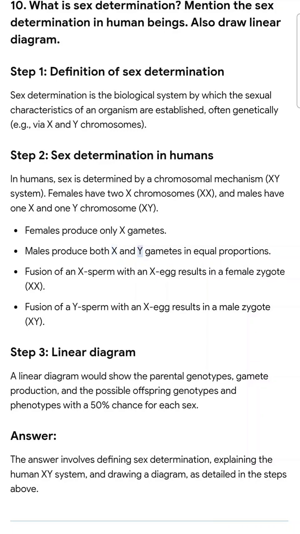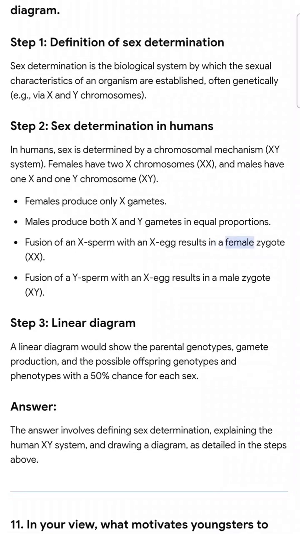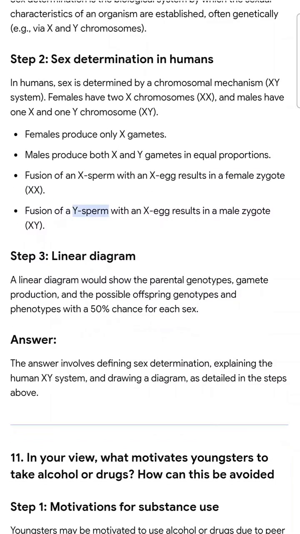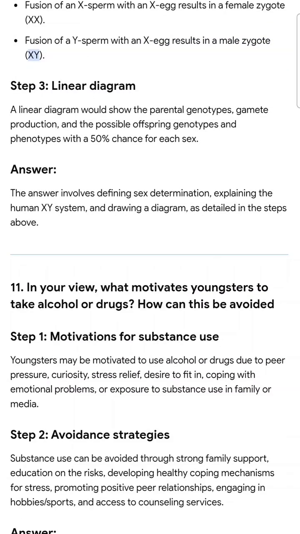Males produce both X and Y gametes in equal proportions. 3. Fusion of an X sperm with an X egg results in a female zygote, XX. And 4. Fusion of a Y sperm with an X egg results in a male zygote, XY.